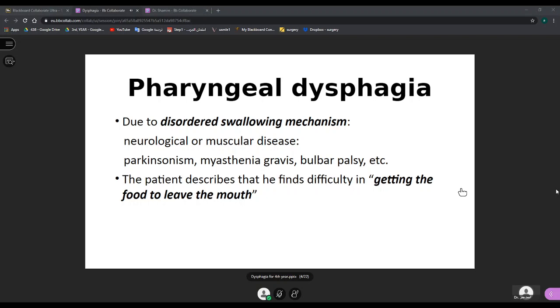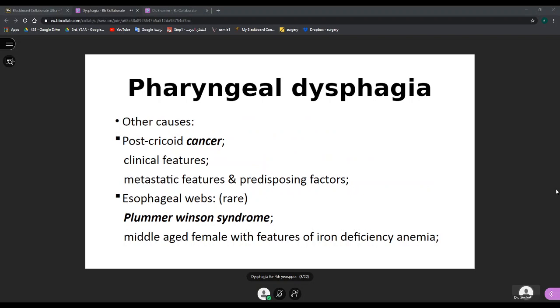The second causative factor or etiology of pharyngeal dysphagia is post-cricoid cancer, and this is a malignant disease or cancer which happens at the level of the cricoid cartilage.